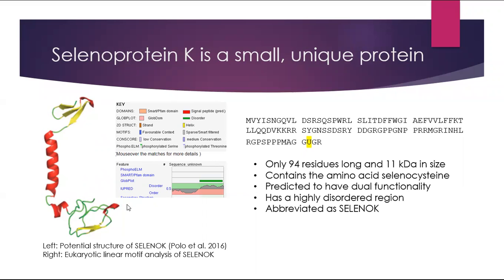And it has a highly disordered region. You can see here from this figure in Polo et al. 2016 and from this prediction on a website called the elm.eu.org website, eukaryotic linear motifs, that about half of seleno K has a highly disordered region. This means that there's no discernible structure, that is no alpha helices or beta sheets that we can predict in this region. And this makes it very difficult to do structural studies of seleno K, and why figures like this one from Polo et al. are exceedingly rare to find for the whole structure.